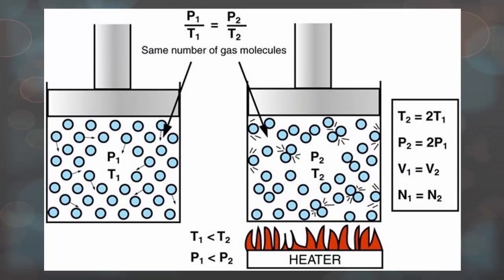So again, thinking about that scenario, in both of these chambers you have the same amount of gas molecules. But in our first container, we're not heating it at all. So our temperature is going to be relatively low in comparison to the right, where we have a heater supplying lots of energy into our gas molecules. As the gases absorb that energy and they themselves move around faster and faster and faster, the pressure will be increasing inside the chamber on the right.